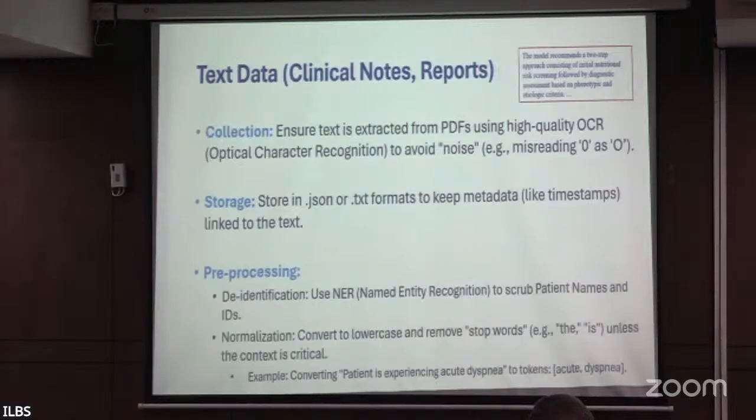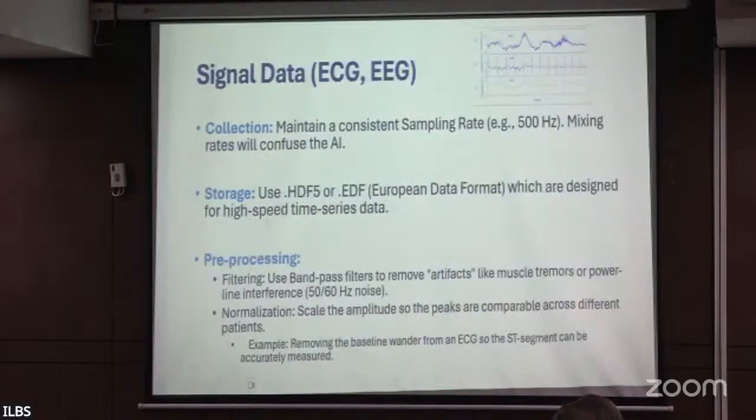In all these slides, two things need to be checked: how the data should be stored. Text should be stored in .txt format. This is the file extension, or JSON is a type of file used to store text data. The pre-processing part is not for your area actually. And for signal data, the file type is .edf or .hdf5. So you have to check your instrument for what data type is available to store the data.